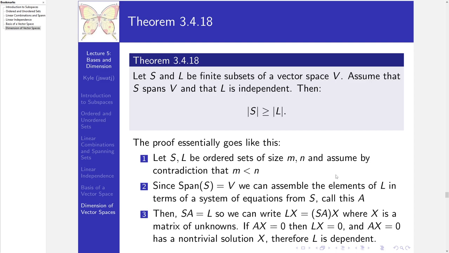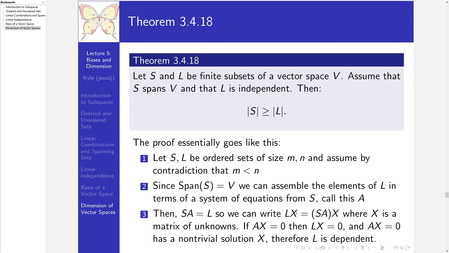using the columns of this matrix right here. You can take a look in the chapter. It'll give a more detailed breakdown. But this is the main idea. And then he writes SA, which is equal to L. And so, yeah, this makes sense because we rewrote the elements of L in terms of equations from S. So this is basically what we're forming right here.